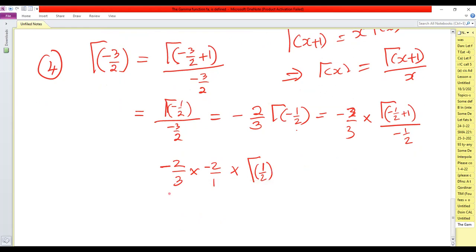So negative, negative, positive. So it will give us 4 over 3 and then gamma of a half, which is the same as 4 over 3 square root of pi. So therefore, that will be the solution to the fourth part of that question 1.